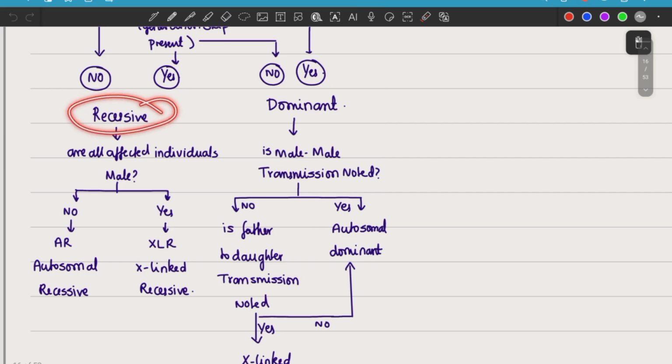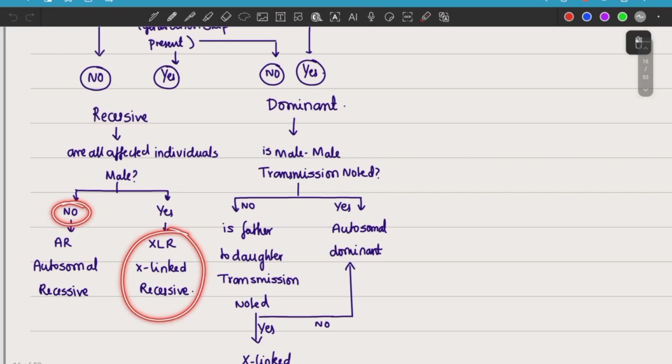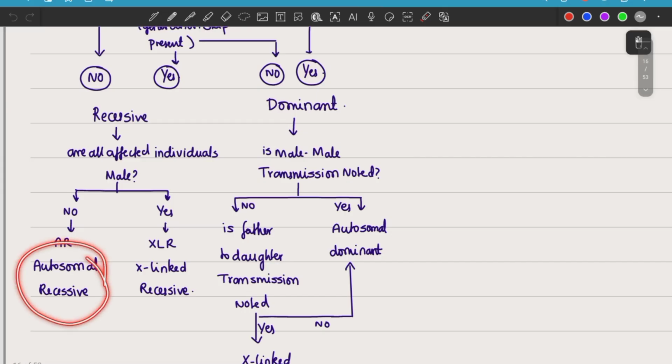First, let's see the recessive. If all affected individuals are males, what does that imply? It is X-linked recessive. If nothing like that, and male or female, anyone is getting affected, then it is autosomal recessive.